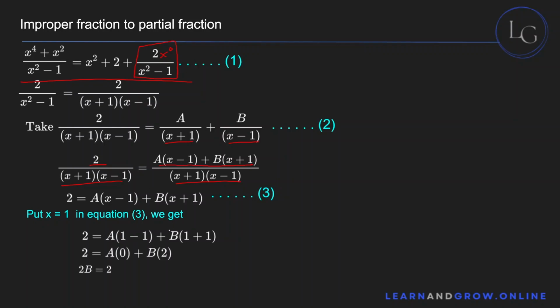And obviously the b term will be multiplied with 1 plus 1, so 2b is equal to 2. And now b is equal to 1. You got the value for b. Now we need to eliminate b from the equation so that we can find the value of a.